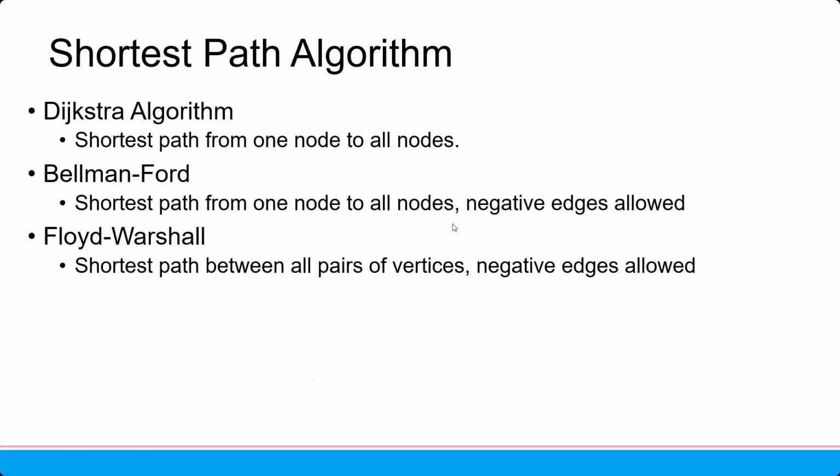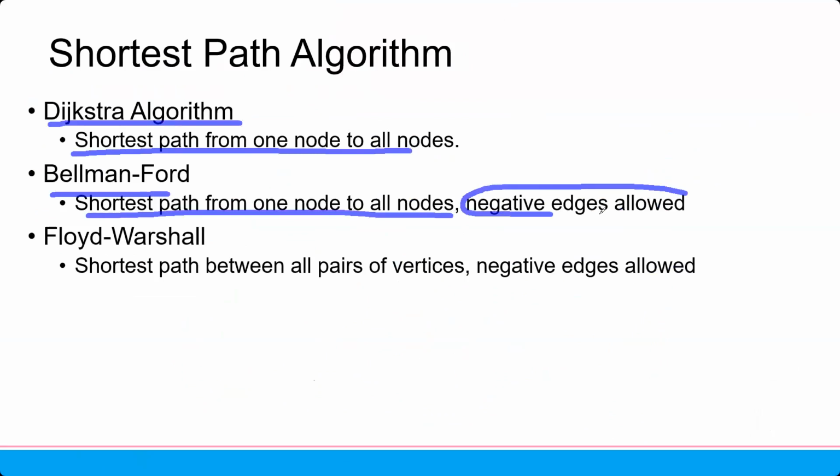So there are many shortest path algorithms, and we are going to learn only the basic algorithms. We are going to learn about Dijkstra, which is the shortest path from one node to all nodes, and Bellman-Ford, which is the shortest path from one node to all nodes, negative edges allowed. Because in the Dijkstra algorithm, the negative edges are not allowed. Okay.